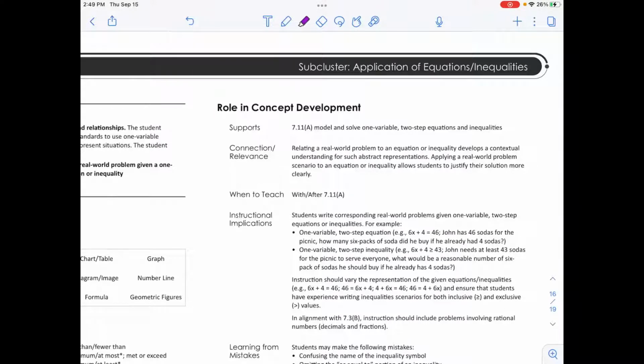So instructional implications, students write corresponding real-world problems given one-variable two-step equations or inequalities. For example, I'm going to look at this one here. One-variable two-step equation. So this is the equation here, 6x plus 4 equals 46. John has 46 sodas, so that's our total. For the picnic, how many 6-packs of soda did he buy if he already had 4 sodas? So 4 right there is our constant, and then the 6-pack is going to be our variable term.